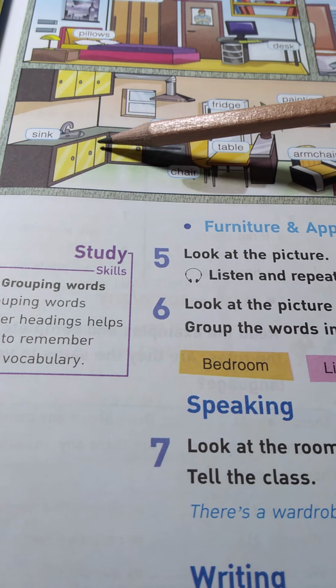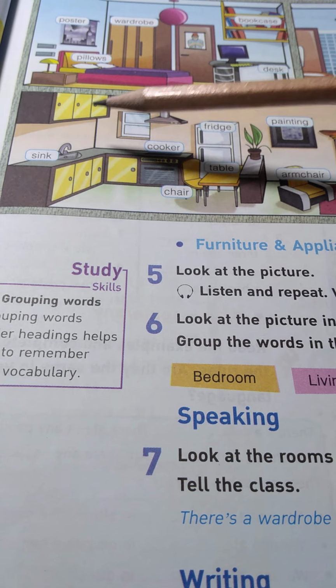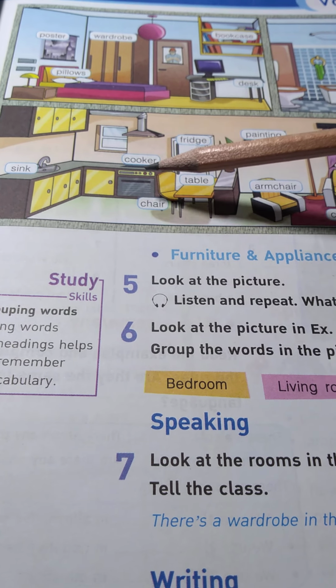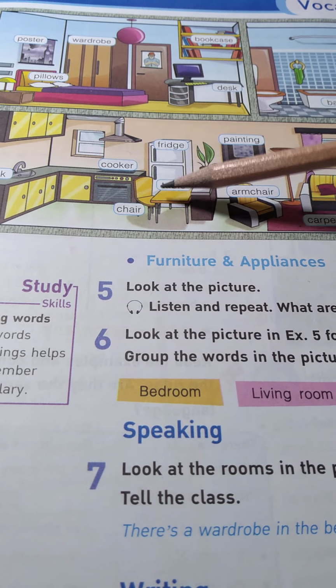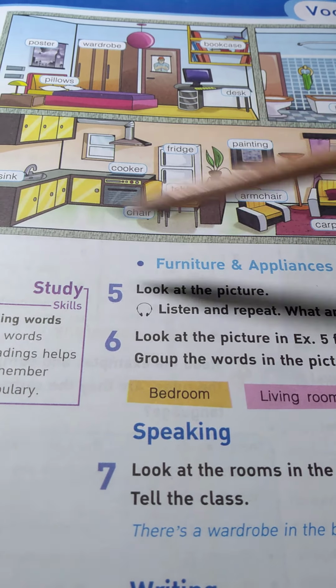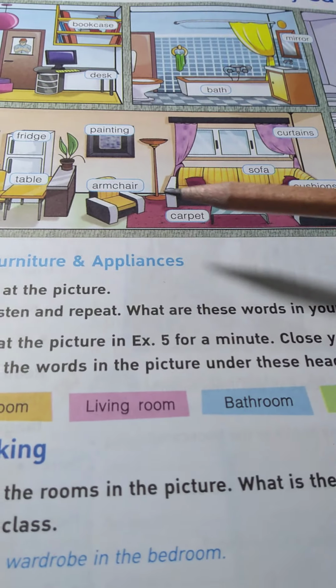In the kitchen, there's a sink, there's cabinets or cupboards. There's a cooker, a cooktop, an oven. There's a refrigerator or a fridge. There's a table. There's a chair in my kitchen.